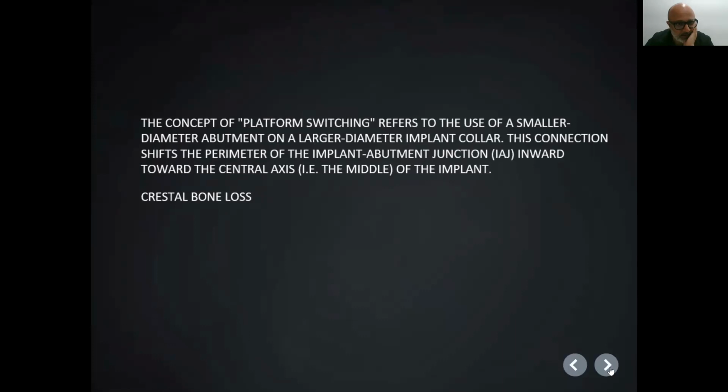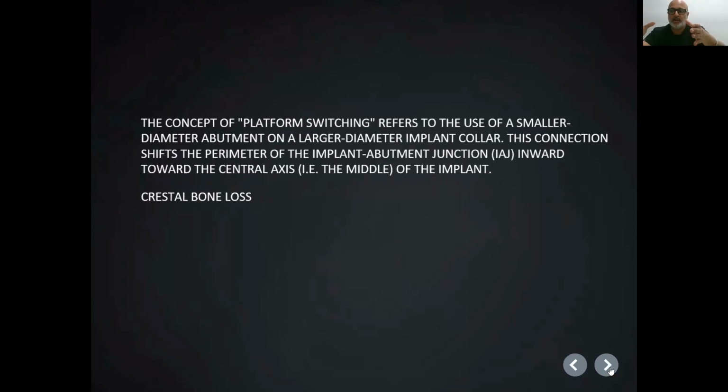Okay, platform switching. Platform switching refers to the use of a small diameter abutment on a larger diameter implant collar. This connection shifts the perimeter of the implant abutment junction, the IAJ, inward towards the center axis, i.e. the middle of the implant.